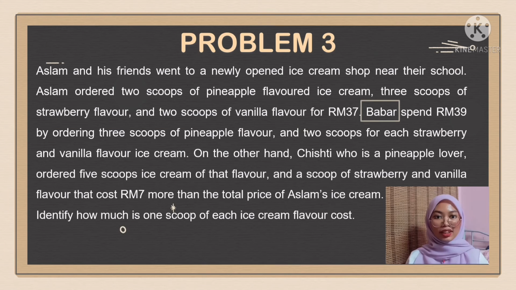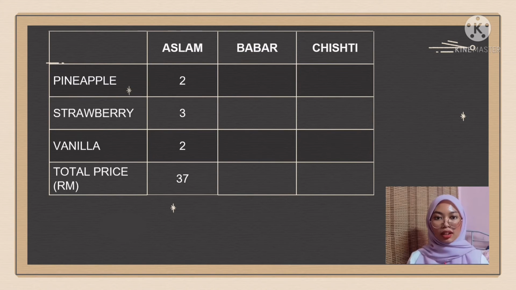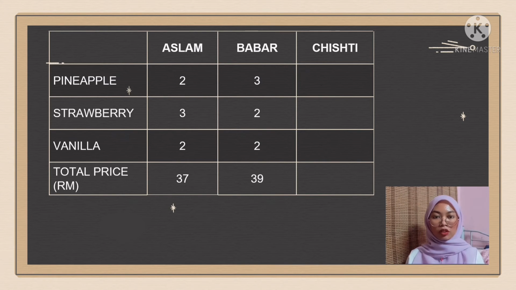Okay, next. Babar spent 39 ringgit by ordering 3 scoops of pineapple flavor and 2 scoops for each strawberry and vanilla flavor ice cream. Like before, fill in the information. 3 pineapple and 2 for each strawberry and vanilla. Total price is 39.